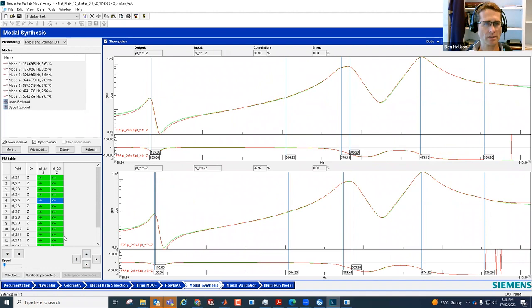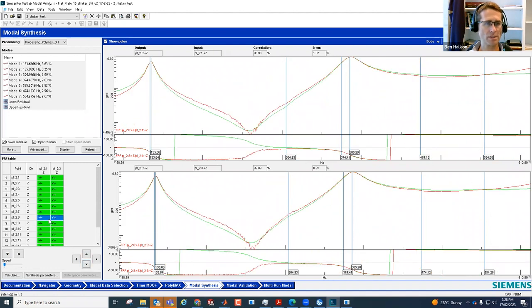And look at also this pair here at point number 8, which is right in the middle of the structure. Yeah, there's no features here or here, no resonances, and nothing here at 305 Hertz. Let's think about why that is.